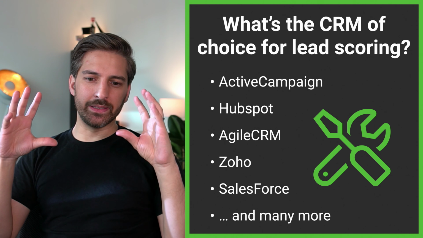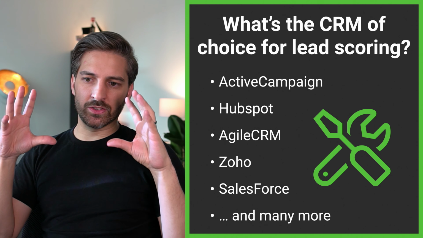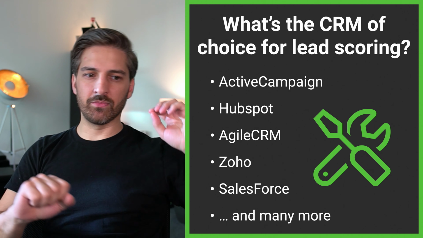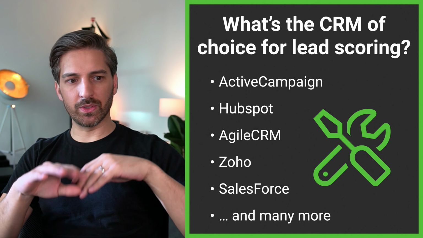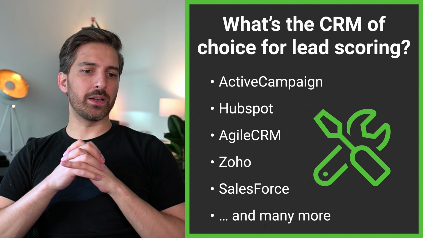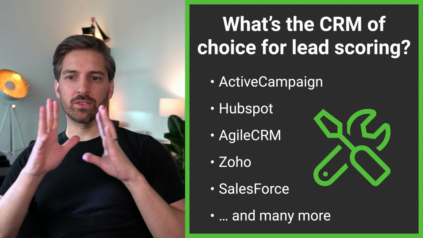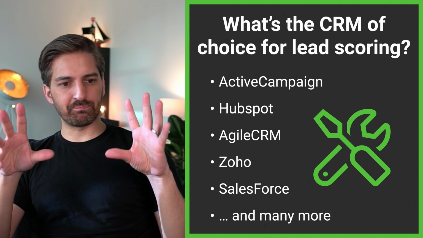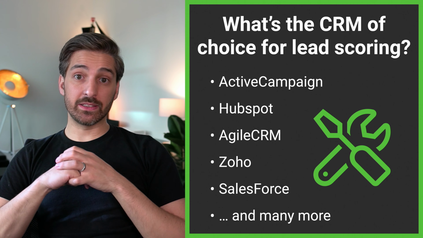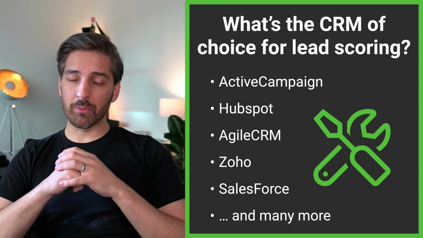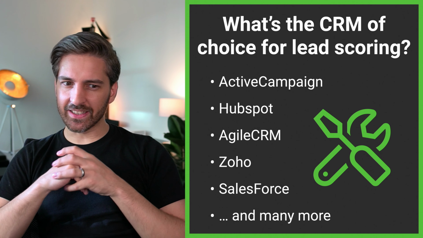MailChimp is an email tool that started to be abused as a CRM. For just B2C e-commerce, I love MailChimp. Don't think I don't like it. But for lead scoring, it's bad for me. And then there are big hitters like HubSpot, who have a great lead scoring system. Agile CRM has one, and Zoho, and of course Salesforce.